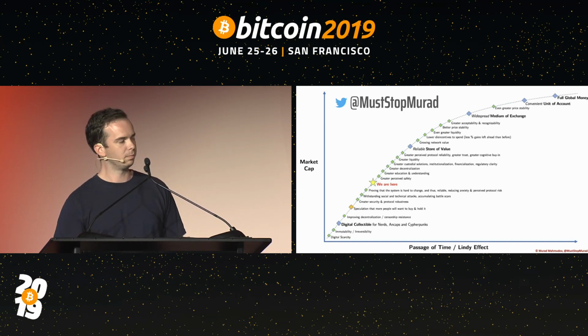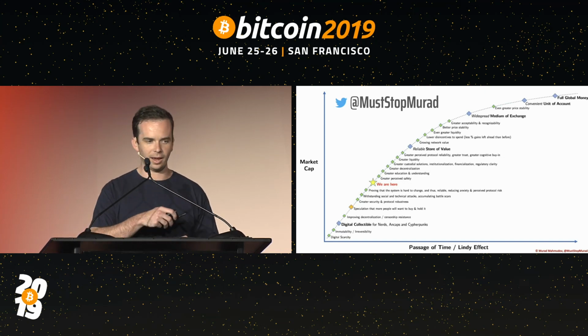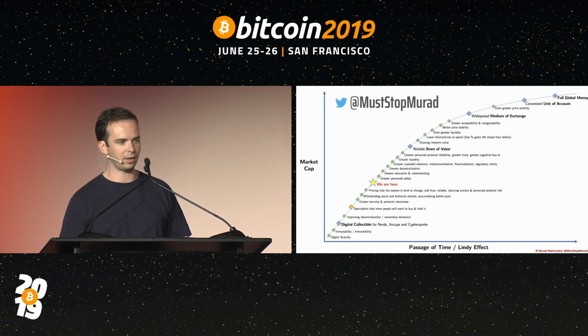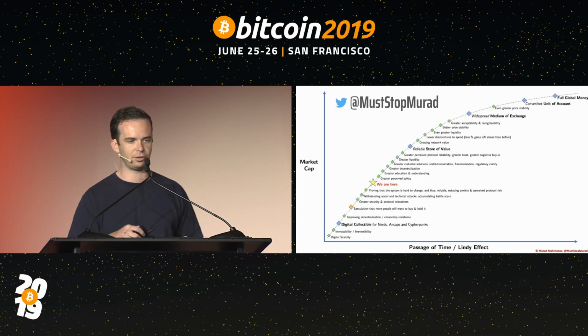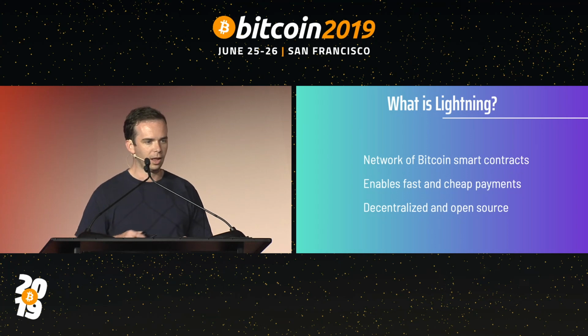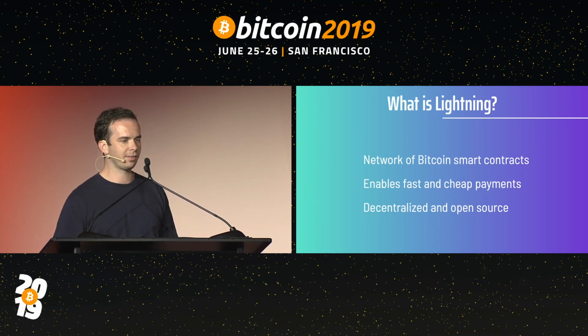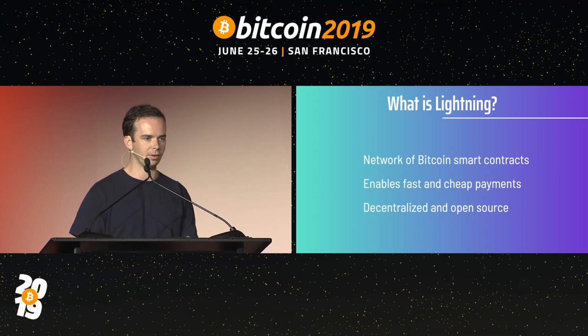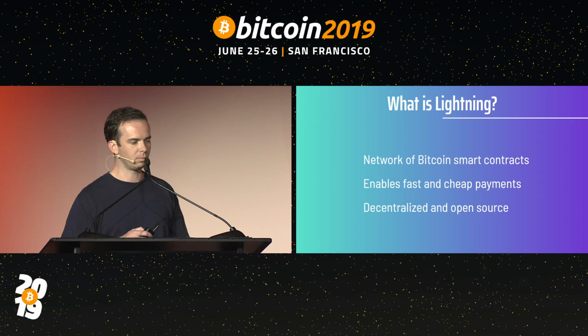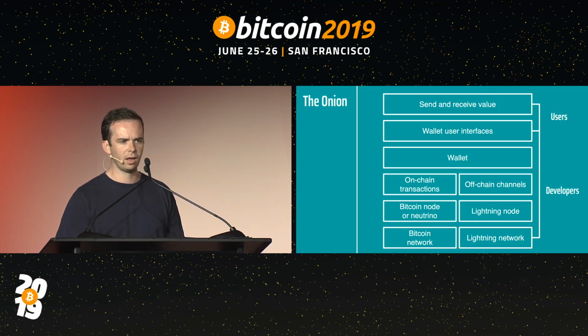So go follow Mustafa Murad on Twitter, and he put together this excellent graph that is interesting to dig into in terms of Bitcoin's evolution. So what is Lightning? It's a network of Bitcoin smart contracts. It enables fast and cheap payments. It's decentralized and open source. So that's why I find it fascinating, and it's very much in line with the Bitcoin ethos.